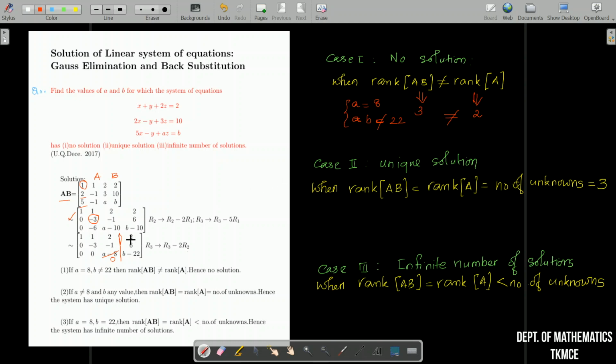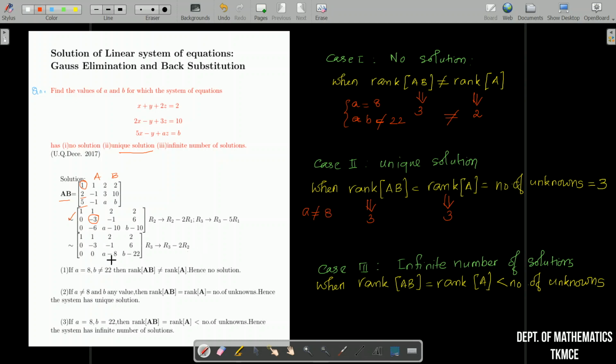Hope it is clear. Now come to the second case. In the second question, we need a unique solution. We can have a unique solution when there is a common rank and when the common rank is equal to the number of unknowns. The number of unknowns is 3 because we have x, y, z as unknowns. So for a unique solution, we should have the common rank equal to 3. So common rank equal to 3 means rank of AB must be equal to 3 and rank of A should also be equal to 3. When can this happen? This can happen only when A is not equal to 8.